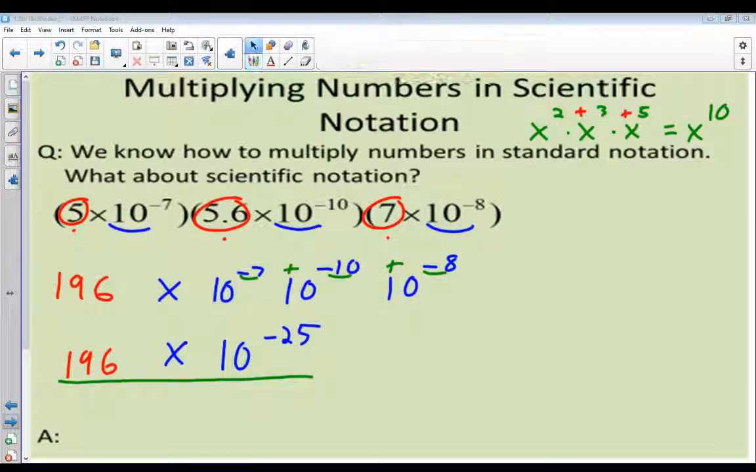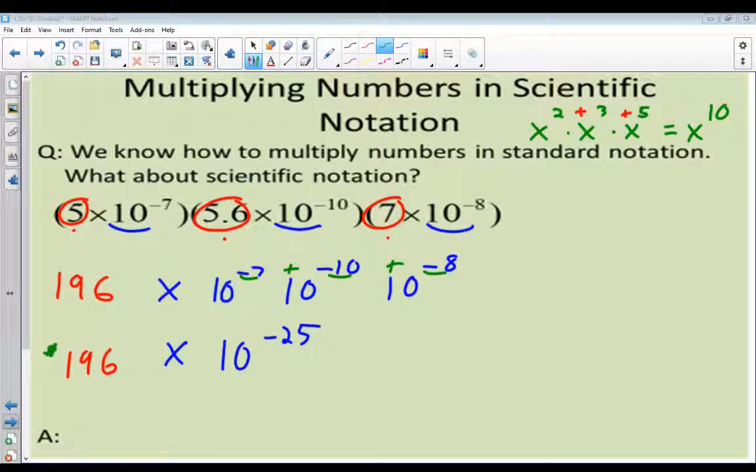And the reason why this answer is not correct yet is because of this number. This number is not in between 1 and 10 yet. And the way to make it between 1 and 10 is to make a decimal and move it until it is. And in this case, we got to move it 2 places over. So 2 moves. And since we did 2 moves over, that means we have to add 2 moves to the power.